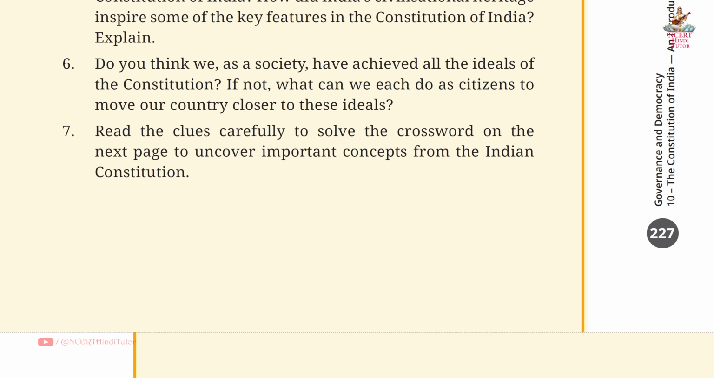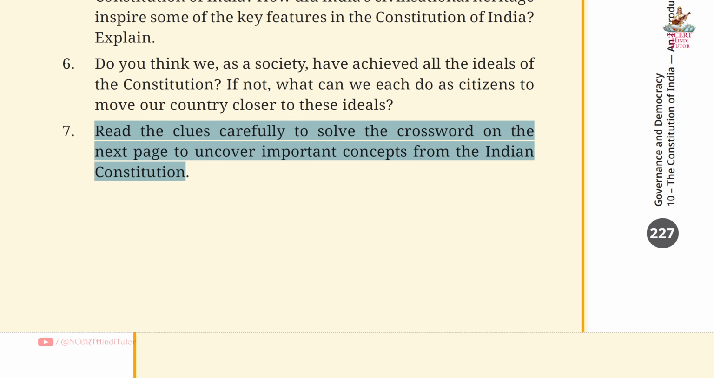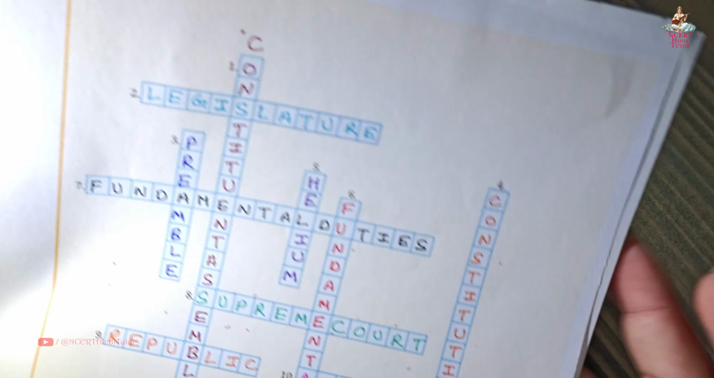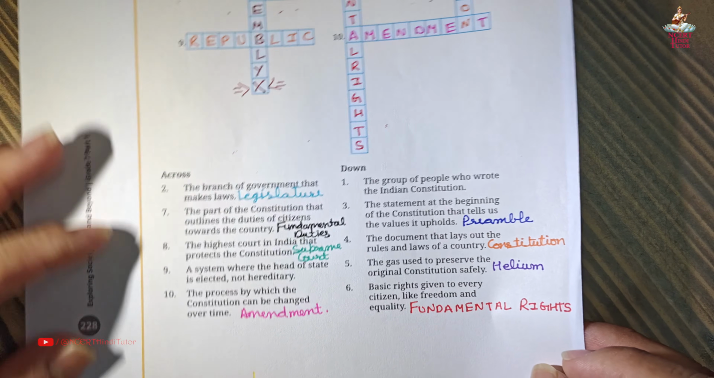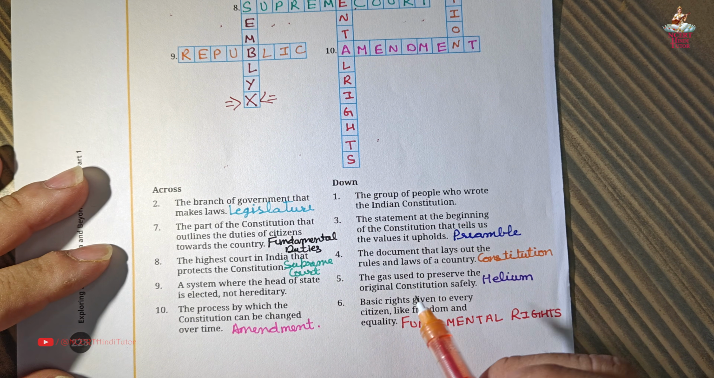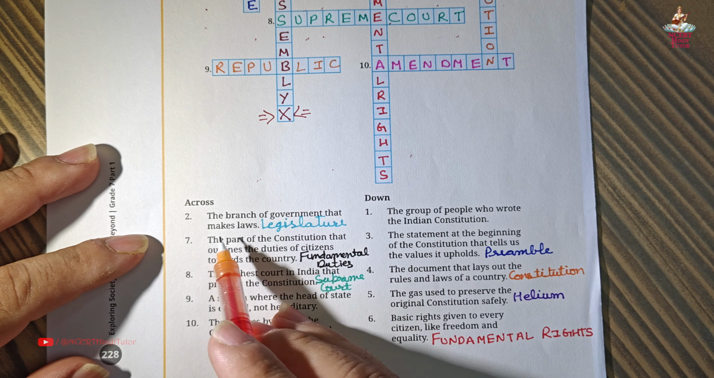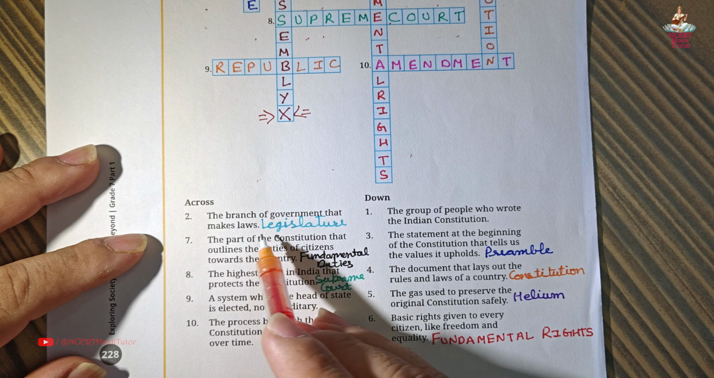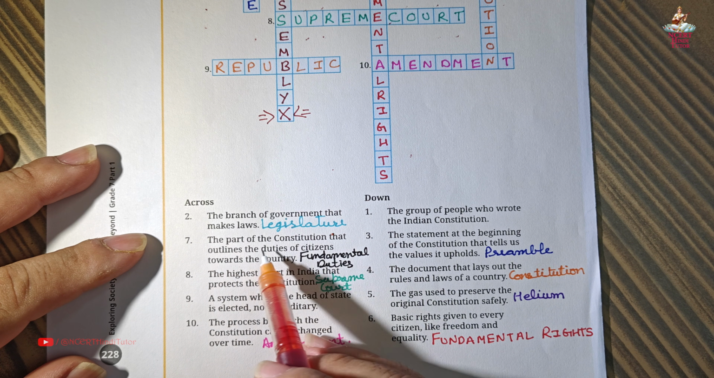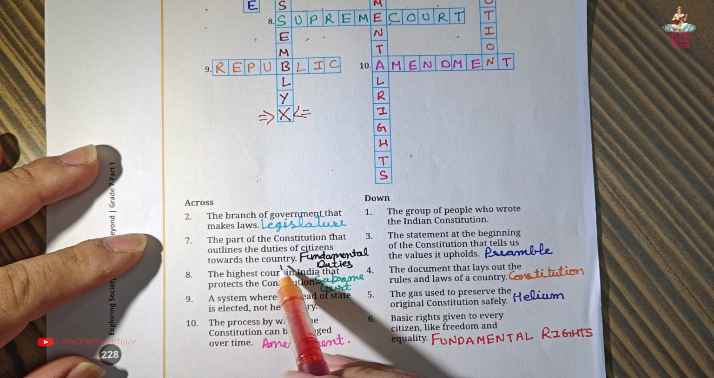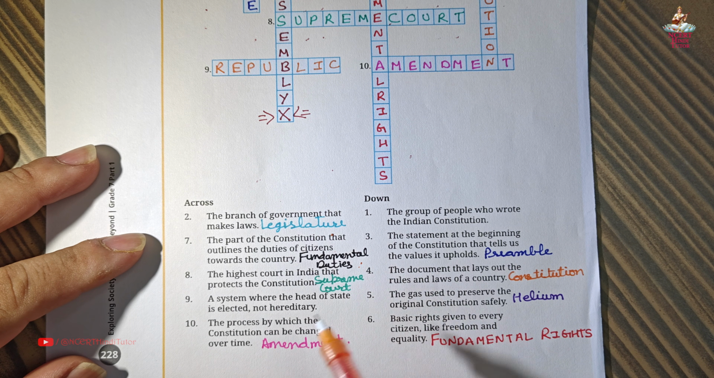Question 7. Read the clues carefully to solve the crossword on the next page to uncover important concepts from the Indian Constitution. So friends, I have written answers of the questions given across and down. Let's see the answers. The branch of government that makes laws, legislature. The part of the Constitution that outlines the duty of citizens towards the country, fundamental duties.